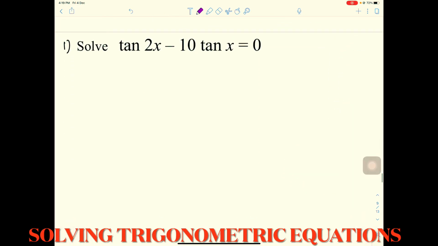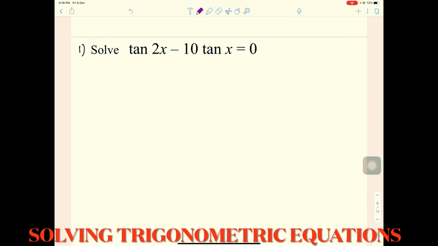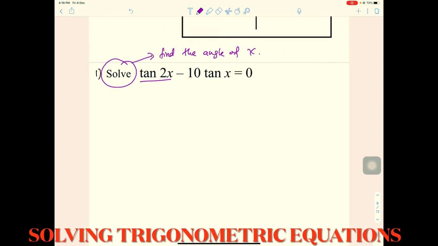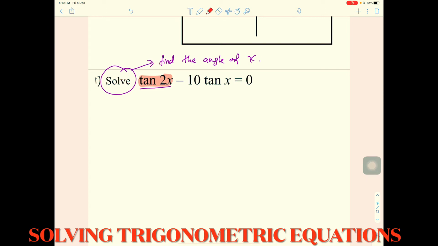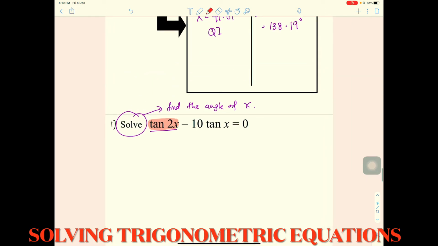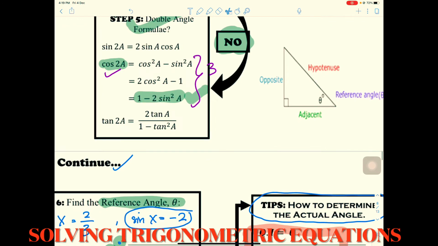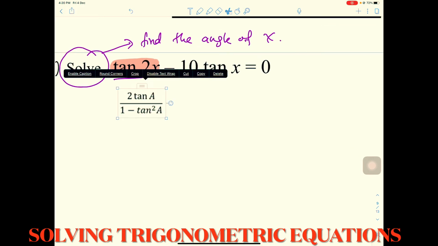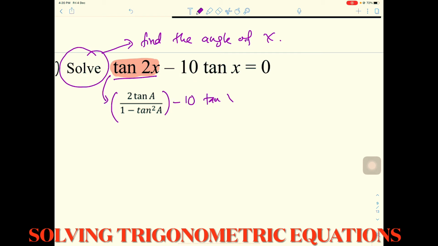Now let's look at an example question without the flowchart. If the question asks you to solve, it means we want to find the angle of x. Solve tan 2x minus tan x equals 0. From here, we can substitute the formula for tan 2x, the double angle. I copy the formula for you and paste it here. So I substitute already: tan 2x minus tan x equals 0.